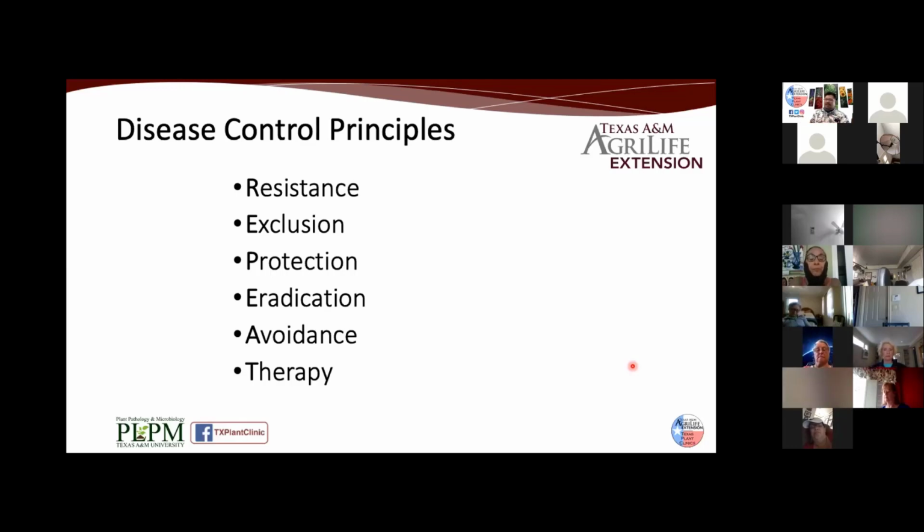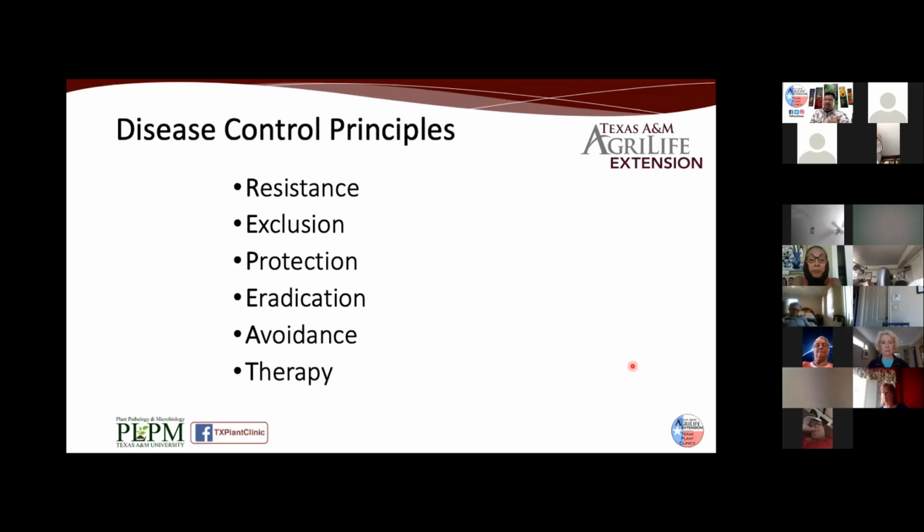Other categories in this, what we call disease control principles, would be things like exclusion, protection, eradication, avoidance, and therapy. And just quickly go to exclusion. Exclusionary methods or strategies within here do apply at the home level all the way to the international level. And so when you think about plant protection and exclusion principles, what we have is quarantines that are in place.